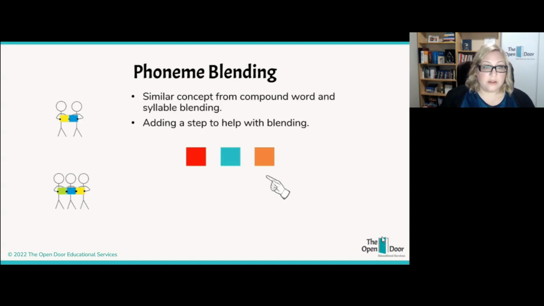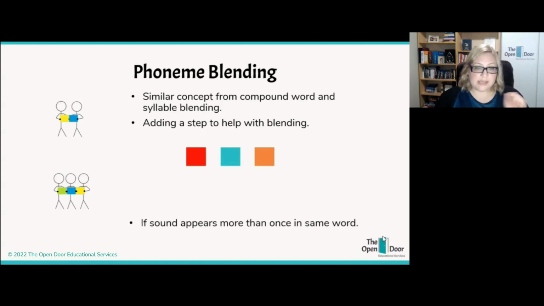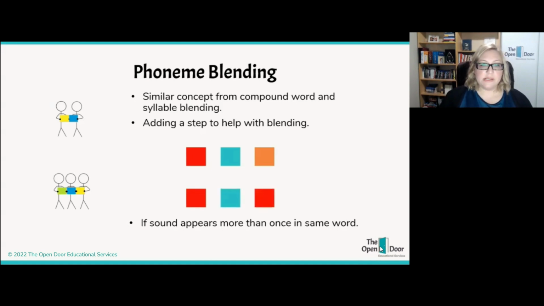Now, a small little thing to keep in mind, if you have a word and that word has the same sound appear more than once, like the word pop, you would say, okay, this sound says p. This one says aw, and this one says p. You could say, I was wondering, why do you think that first sound and that last sound are the same color? And I'm sure you'll have students who are able to figure out it's because it's the same sound. So that reinforces that same sound, same color. And then from there, of course, slowly blend the word pop.